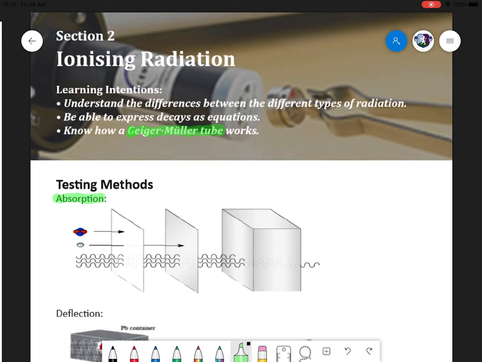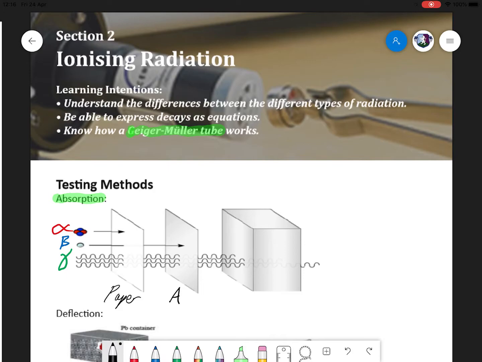This will be split into two parts. The first part is absorption. So we have our three forms of radiation here: alpha, beta, and gamma, as shown by their Greek letters here. These three materials represent the different levels of density needed to absorb each type of radiation.